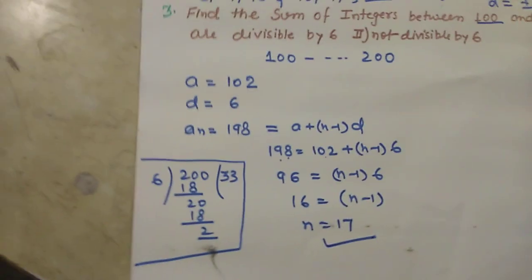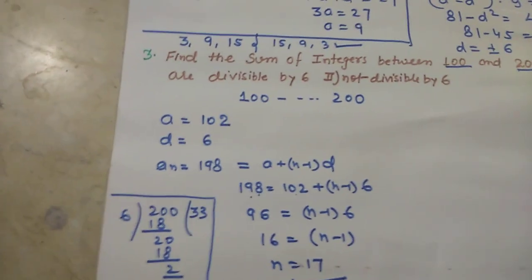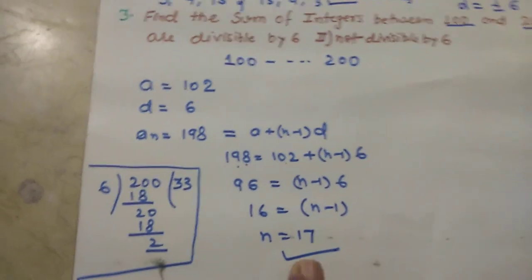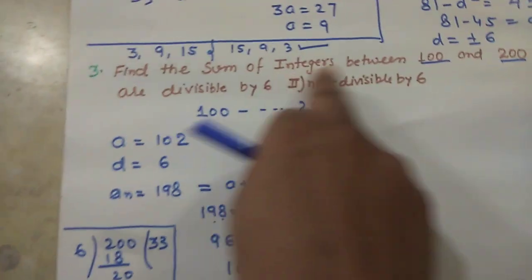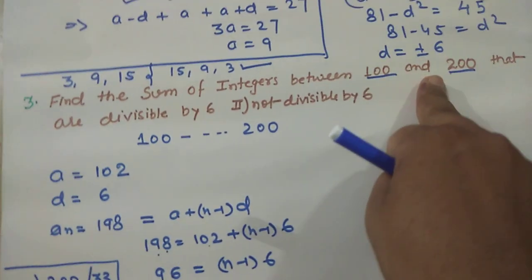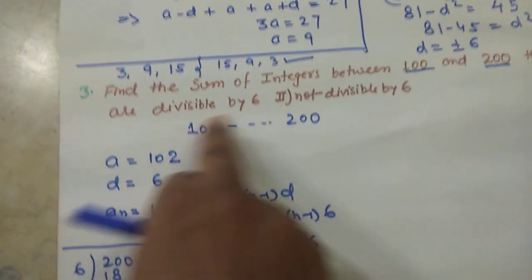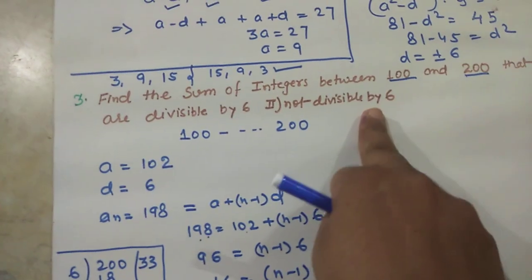How many numbers were divisible by 6? 17. Now find the sum of integers between 100 and 200 that are divisible by 6 or not divisible by 6.